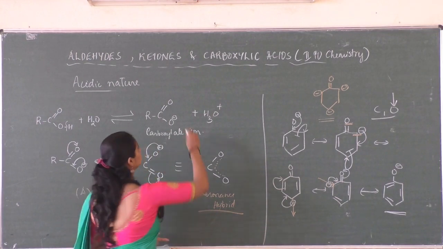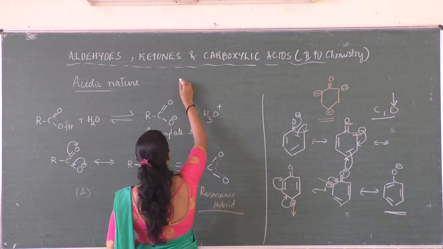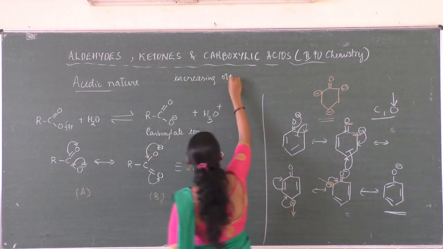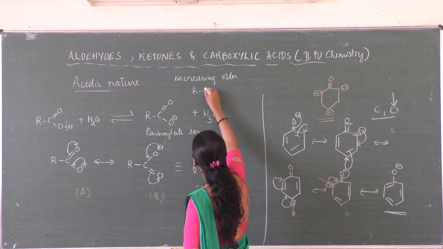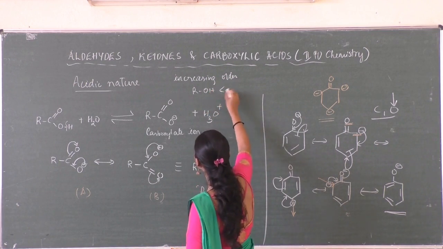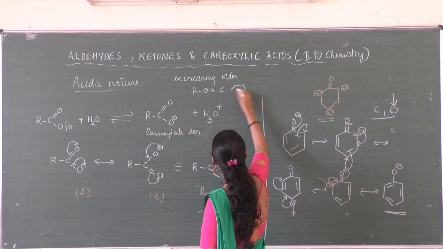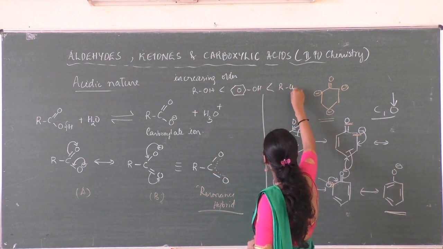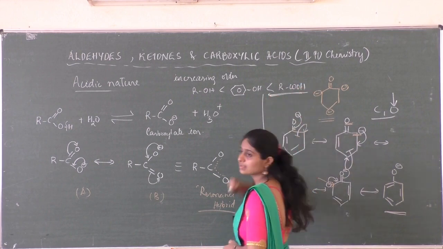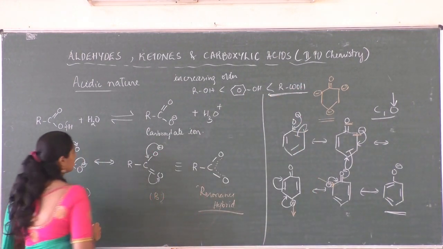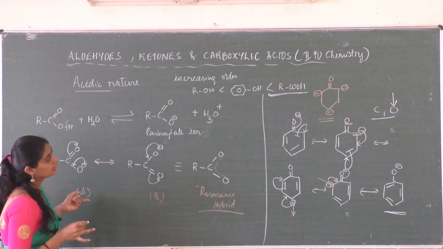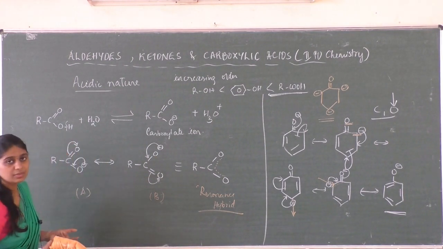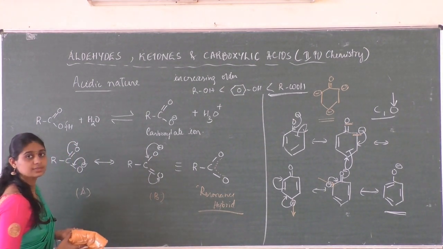So if we write the increasing order of acidic character, alcohols are less acidic compared to phenol, which is less acidic compared to carboxylic acid. So carboxylic acids are the most acidic compounds, among all that we have studied till now, that is aldehydes, ketones, alcohols, etc.